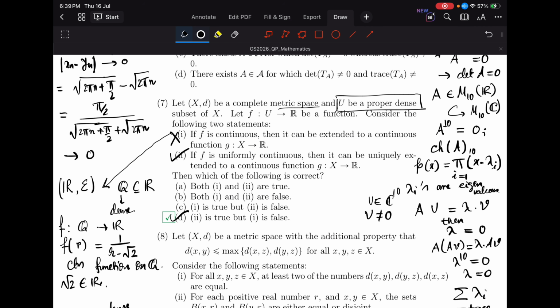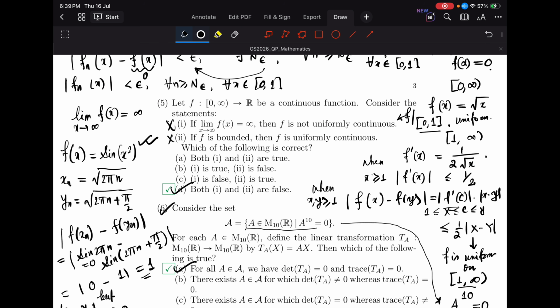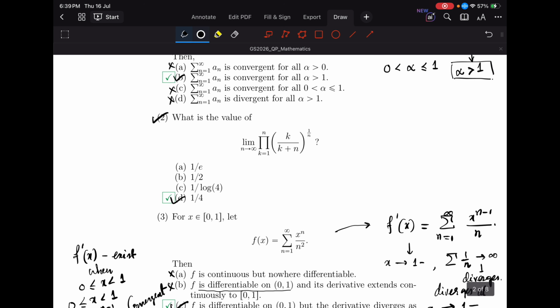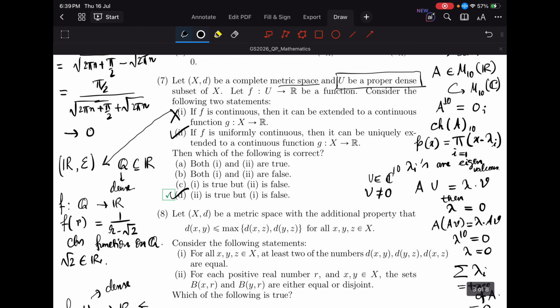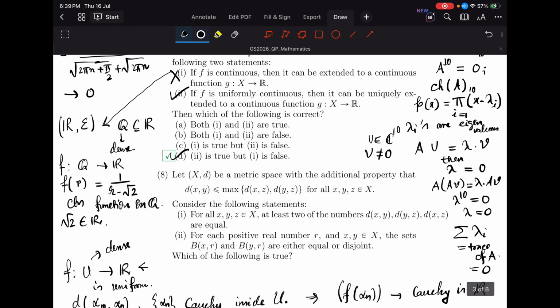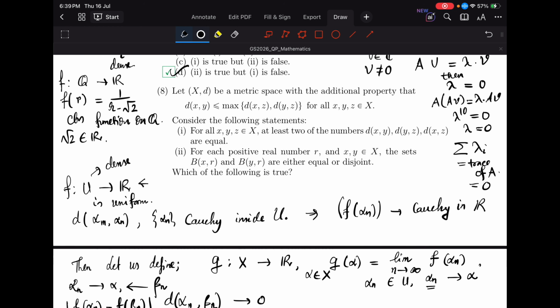So sorry, I want to check that I solved every problem. 7, 6, 5, 4, 3, 2, 1. Okay. Yeah, so this option is correct. We are done with 7. Okay. So I don't have much space here.